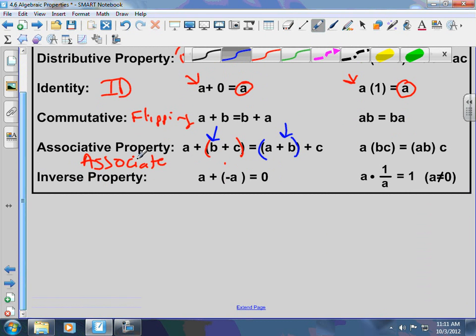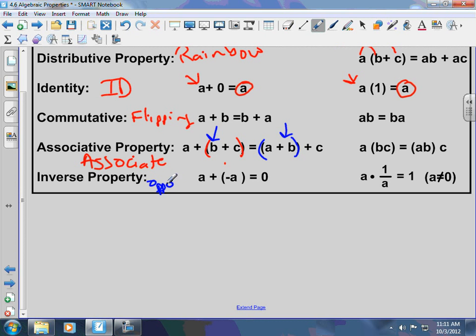Now, inverse property, I know that means reciprocal. It means opposite. Inverse means opposite. That's our keyword, opposite. A minus A equals 0. A times 1 over A equals 1. Okay? It means the opposite.